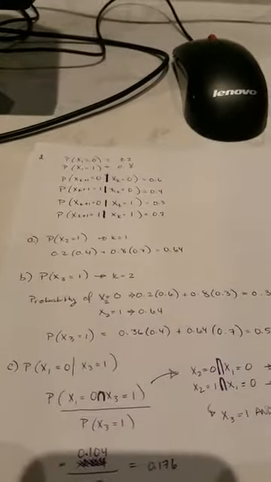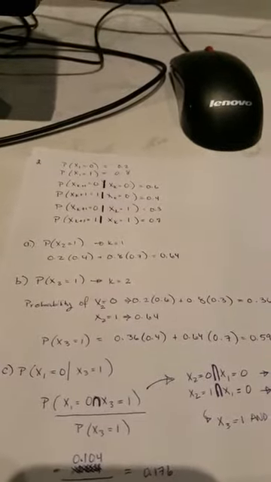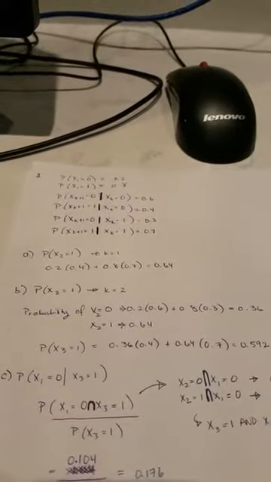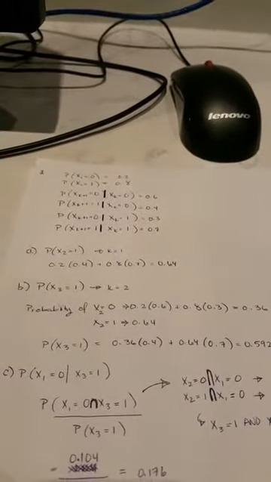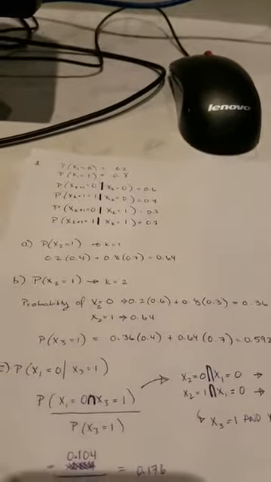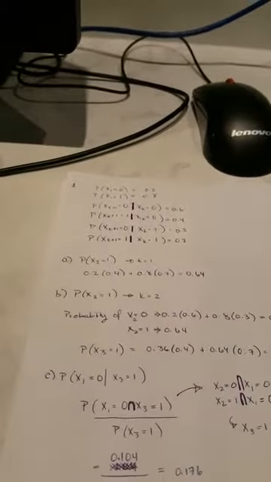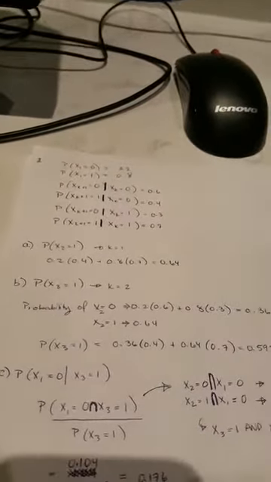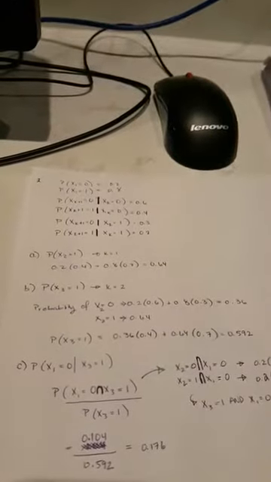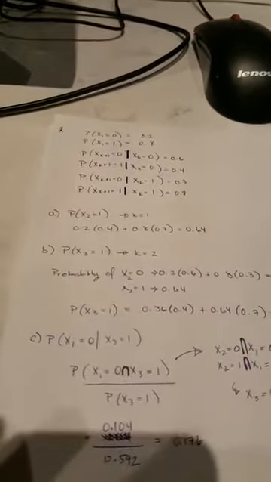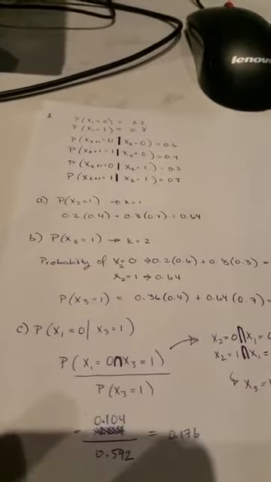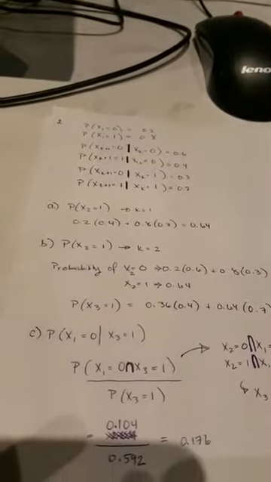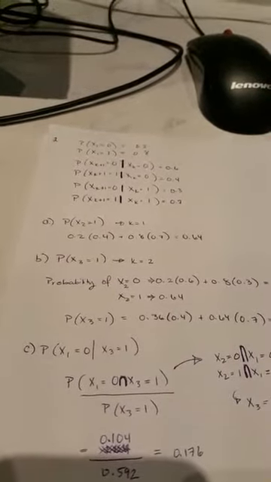Now we go to C, which is the probability that x1 equals 0, given that x3 equals 1. This, I will admit, was a little bit tricky for me, and I say that I'm not 100% sure, but this is what I think is the answer. I always write things out for givens or conditional probabilities. So we have the intersection of x1 equals 0 and x3 equals 1, over the probability that x3 equals 1.